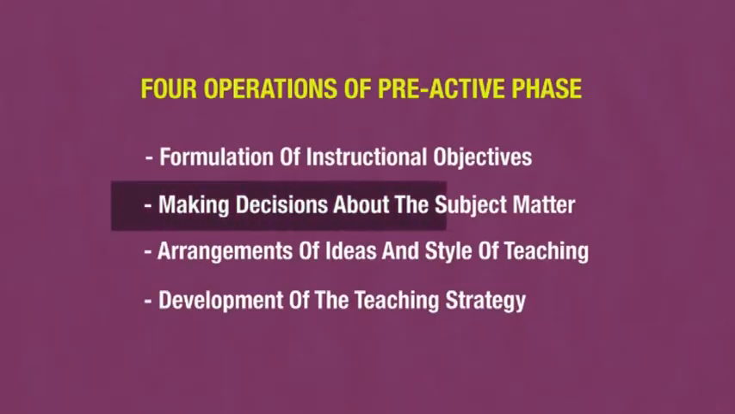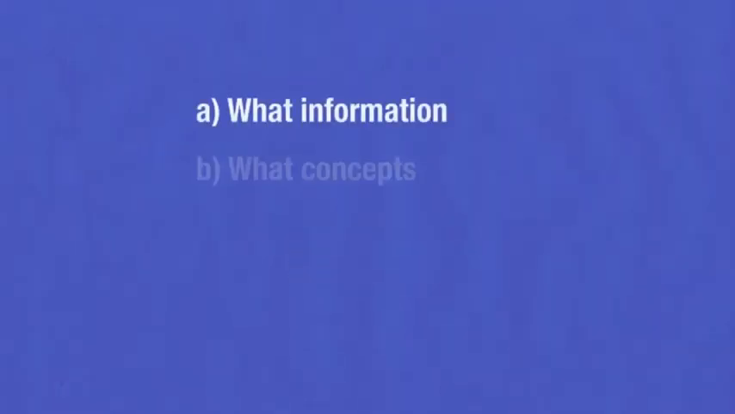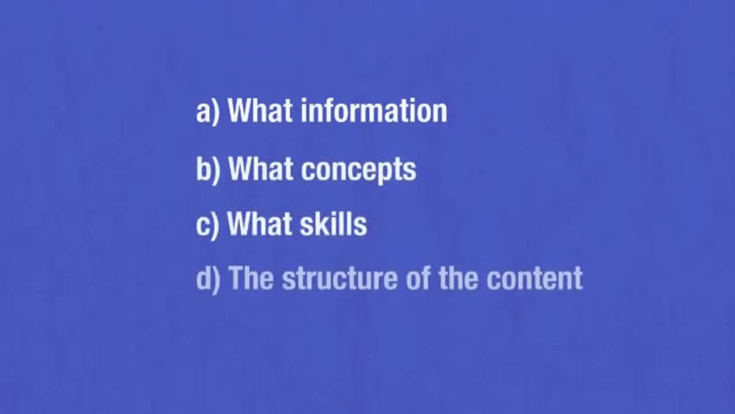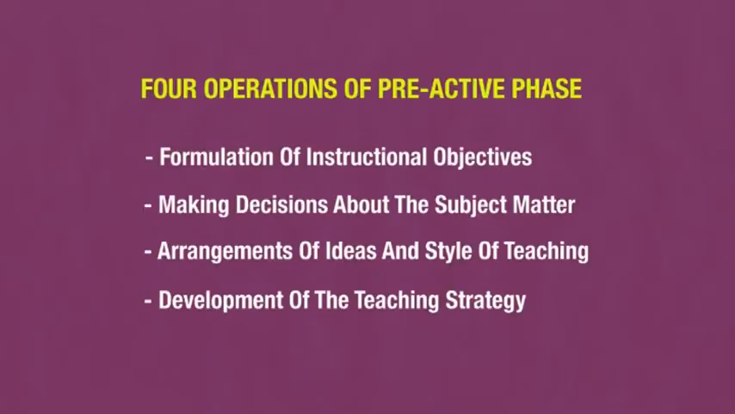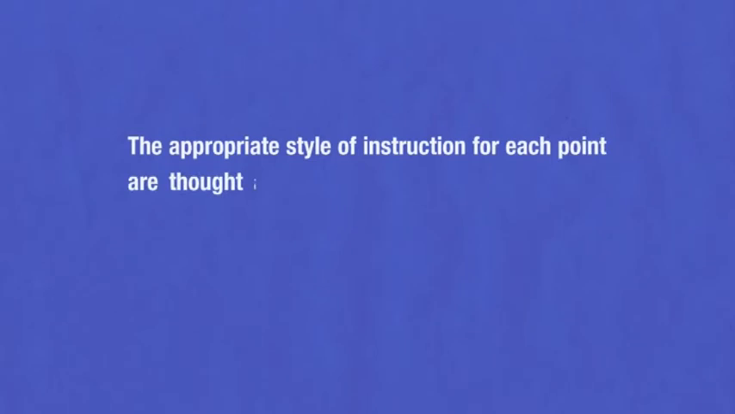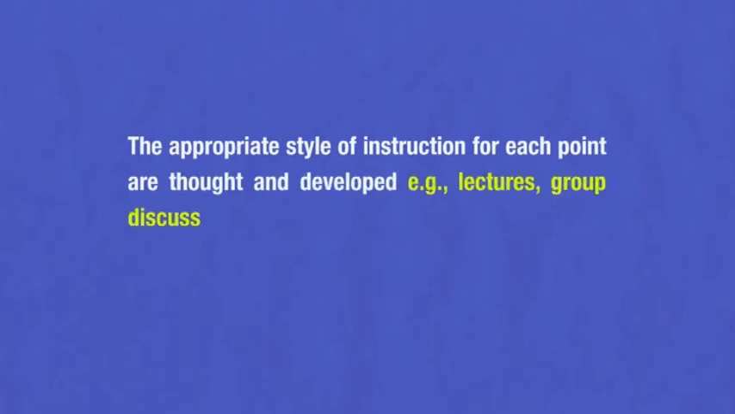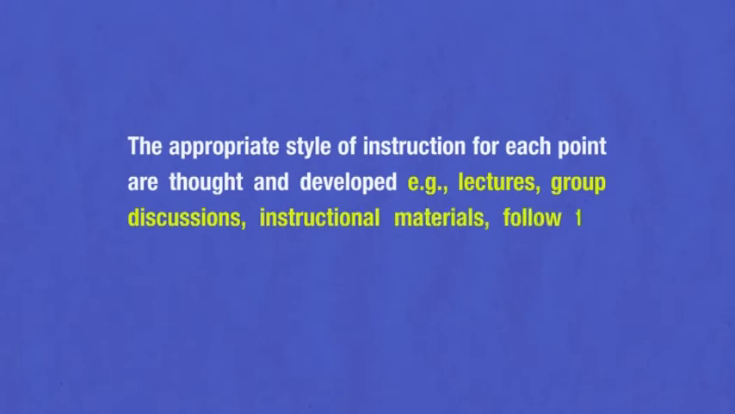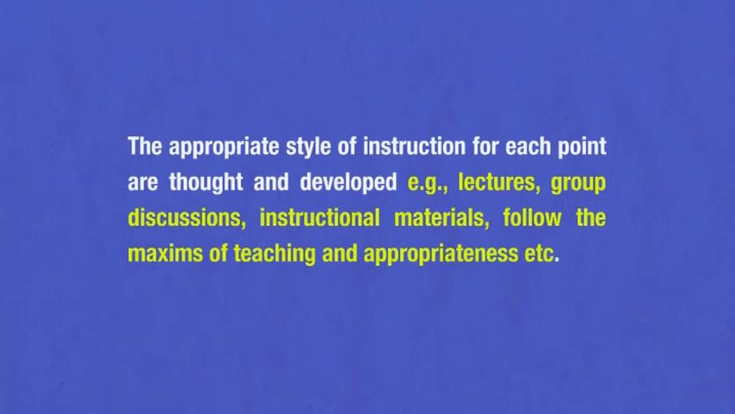The second operation is making decisions about the subject matter. After determining the objective, the subject matter through which these objectives will be realized is selected. It includes 4 main decisions: what information, what concepts, what skills, and the structure of the content. The third operation is arrangement of ideas and style of teaching. Here, the selected content points are arranged and sequenced. The appropriate style of instruction for each point is taught and developed. For example, lectures, group discussions, instructional materials, following the maxims of teaching and appropriateness, etc.